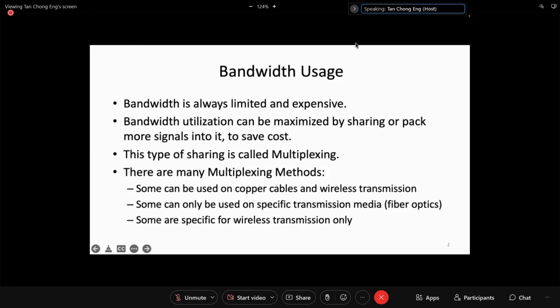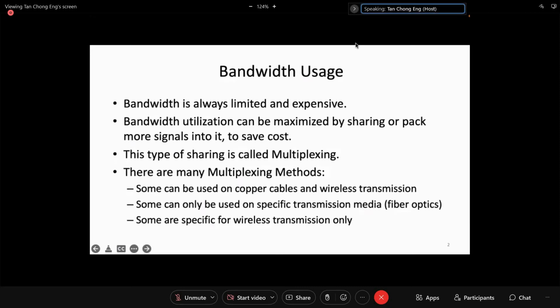If you check the specification of all those twisted pair cables, different categories will have different supported frequencies. For example, category 5 probably will support only 100 megahertz. Category 5E probably you can support like 250 megahertz. Category 6 probably 300 megahertz, and so on and so forth. When you have category 6A, probably you will go up to 500 or 600 megahertz.